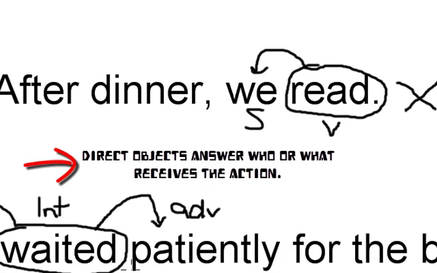If there's a direct object, then it would answer a who or what question. Watch this video again if you need a further explanation, but some sentences just don't have direct objects.